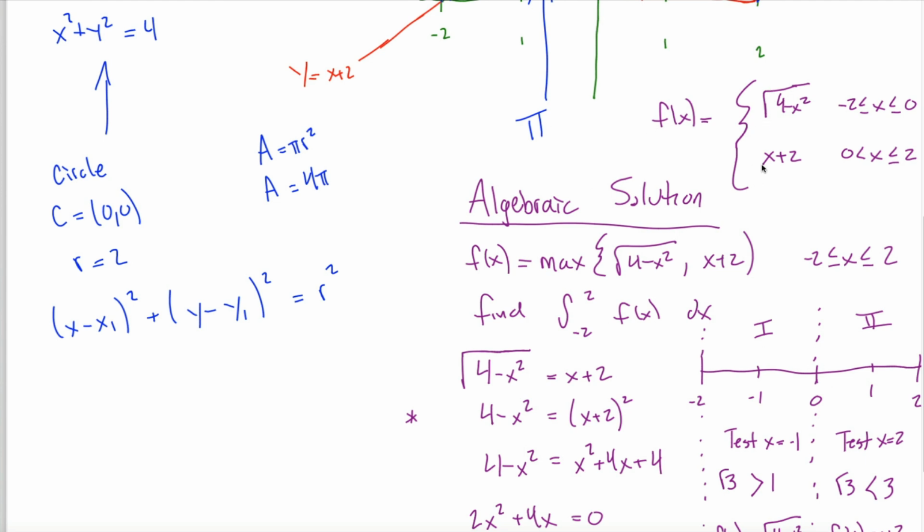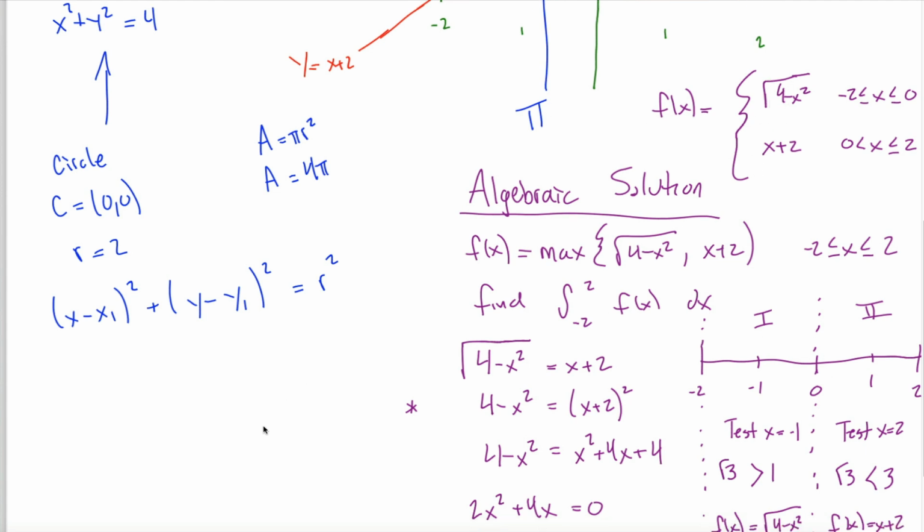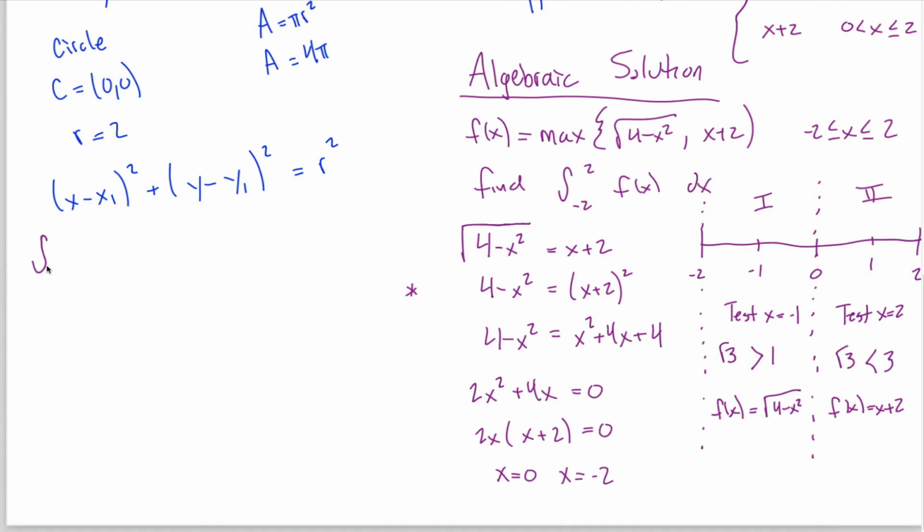Thinking about f of x in this piecewise fashion gives me an easier way to evaluate the integral from -2 to 2 of this function f of x. Now, all I have to do is evaluate the integral from -2 to 0 of the square root of 4 minus x squared, and then add to that the integral from 0 to 2 of the expression x plus 2. Cool, this is something I can do. If I can figure out these two antiderivatives, I plug in values and I'm done.